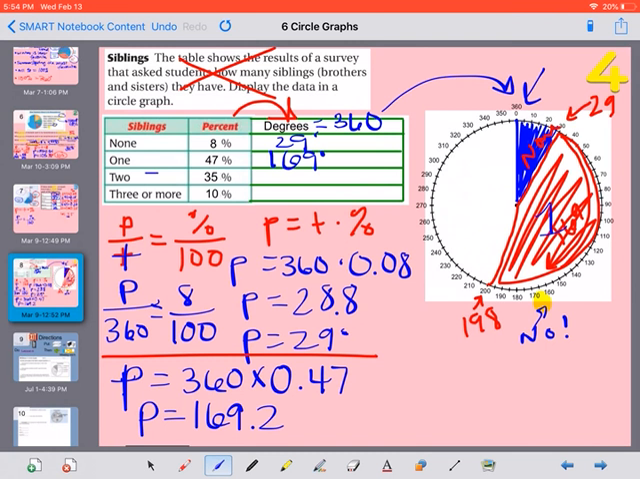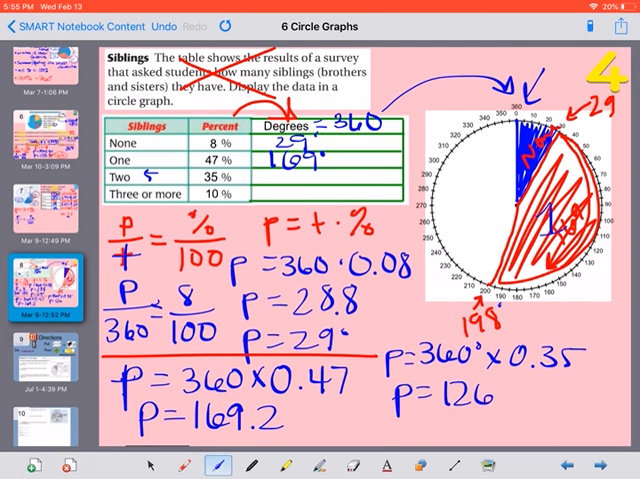Now we're going to go to 2 siblings. I'm going to erase this so we know where we're at. So right now on our circle we're at 198 degrees. And next we're going to need to figure out how many more degrees do I have to go. So 35%, so our total is 360 degrees, times 35% as a decimal is 0.35. That gives us, this one turned out nice, 126. We're talking about degrees, so 126 degrees.